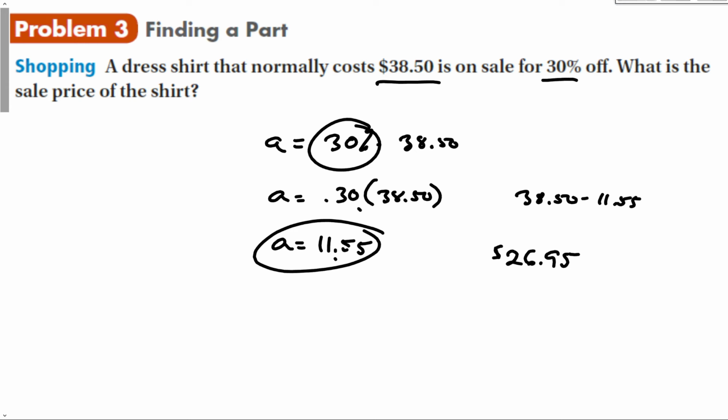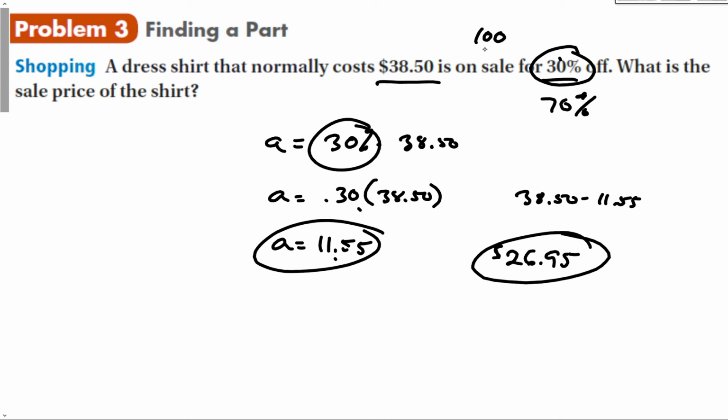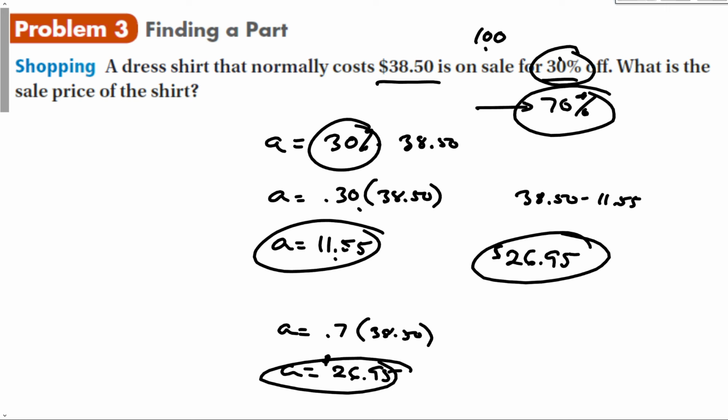There's another trick to this, okay? And you could get right to this answer if you use this trick. If you realize that the shirt is 30% off, if you're starting at 100%, the whole shirt, and you take 30% off, the shirt now costs 70% of what it did before. So now if I use my percent equation, A is equal to 0.7 times 38.50, I would get 26.95. Okay? So I can get right to the answer if I realize the relationship between how much we're taking off and how much is actually left on the shirt.